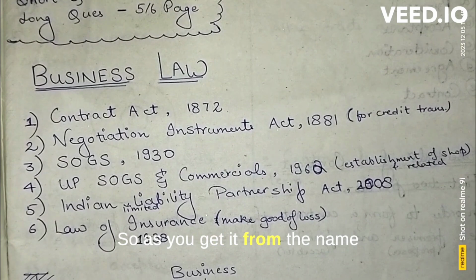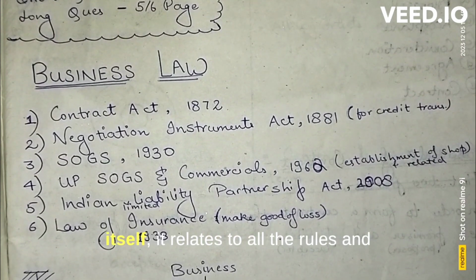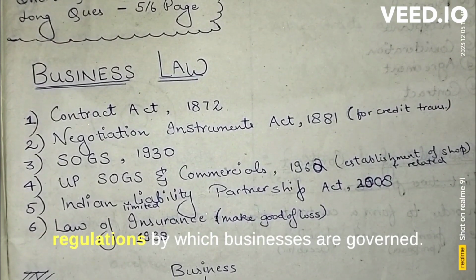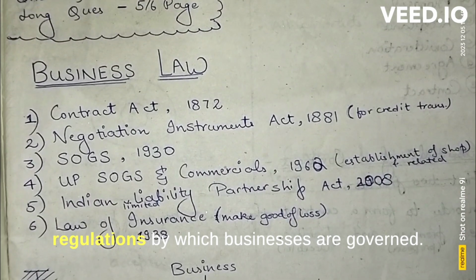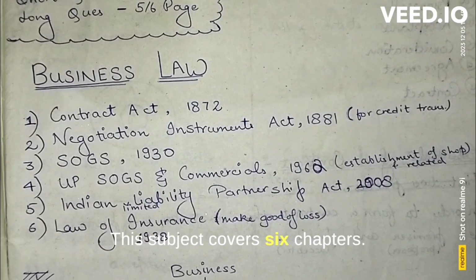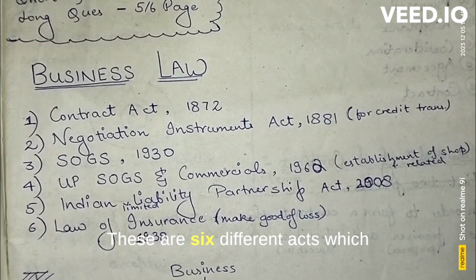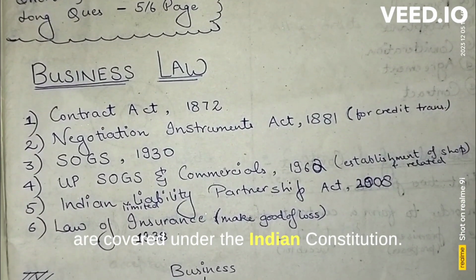Business law. As you can get from the name itself, it relates to all the rules and regulations by which businesses are governed. This subject covers 6 chapters. These are 6 different acts which are covered under the Indian Constitution.